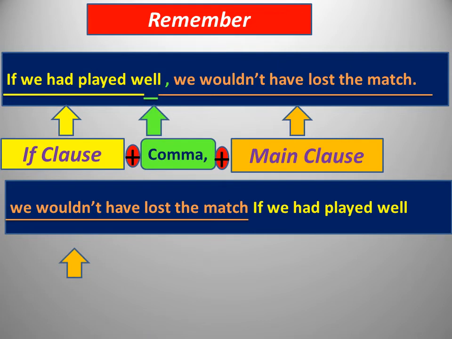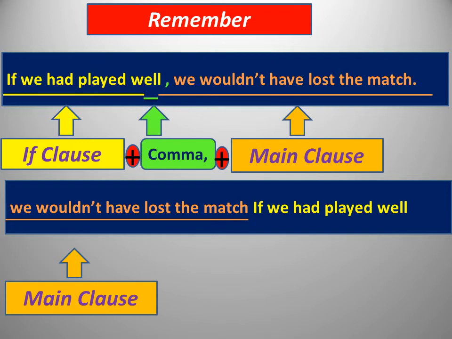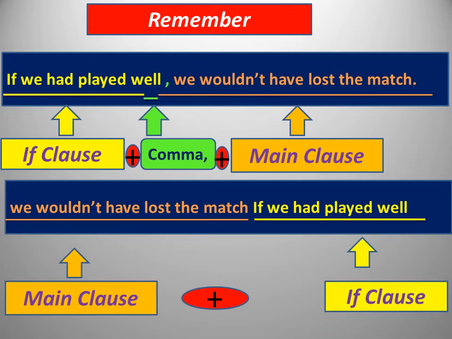Possibility number 2, main clause. This time we start with the main clause. Remember, it's the same example, okay? So we wouldn't have lost the match plus if we had played well, which is the if clause. So we have main clause plus if clause and no comma this time.